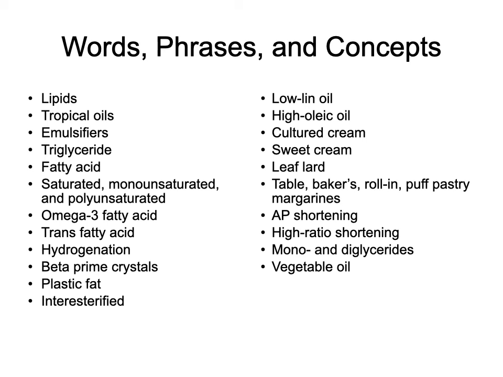Hydrogenation is something that we'll talk about. That's the process of turning a liquid fat into a solid fat. Beta prime crystals are something that we'll talk about too. Beta prime crystals are dealing with chocolate, primarily, but basically beta prime crystals exist in all fats.